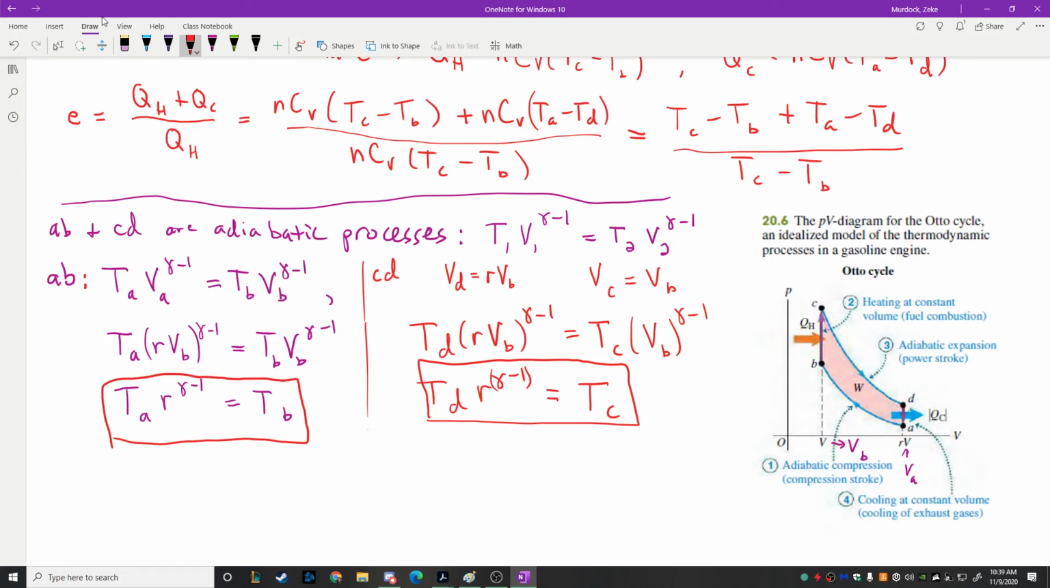And now we're going to do some math. We're going to plug them back into this equation here, because we can now eliminate TB and TC and just have temperature A and temperature D. And that should allow us to get this entire temperature ratio down to just something that has gamma in it and R as well.